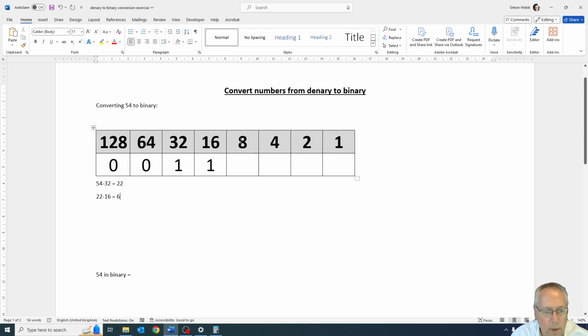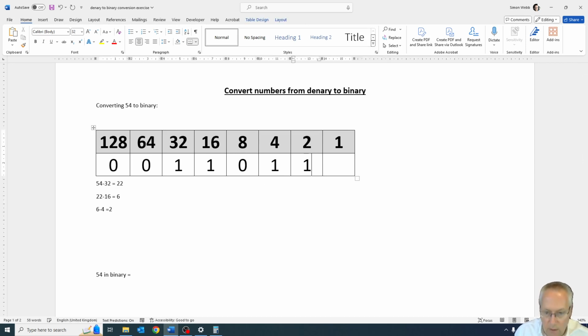Now we're looking at this number. Is 6 bigger than or the same as 8? Well, it's not, so there's a 0 in there. So we move on to the next number. Is 6 bigger than or the same as 4? 6 is bigger than 4, so we've got a 1 in there. We run our calculation at the bottom again: 6 minus 4, and that equals 2. So then we're working with 2. Is 2 bigger than or the same as 2? It's the same, so the 1 goes in there, and now we're at the last part of our calculation. 2 minus 2 is equal to 0.